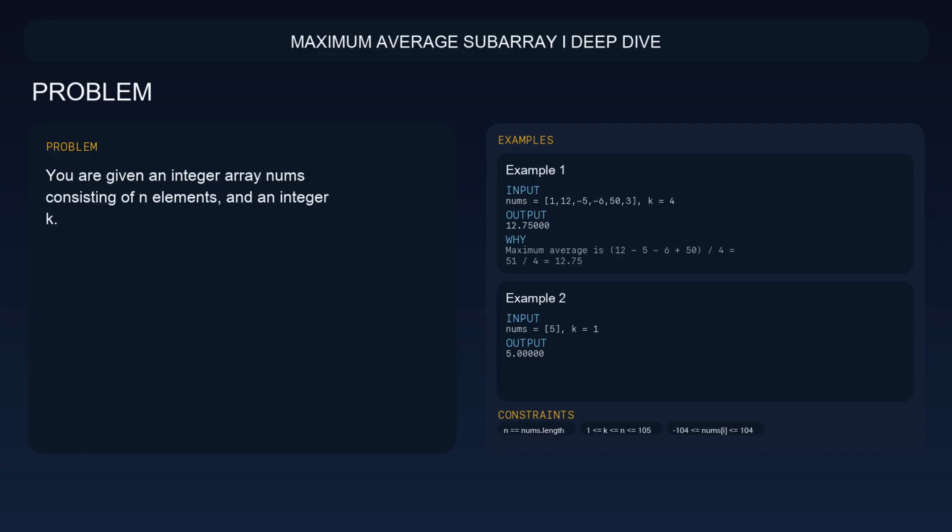Example 1 ends with answer 12.75000. Maximum average is 12 minus 5 minus 6 plus 50, over 4, equals 51/4, equals 12.75. Example 2 ends with answer 5.00000. The important sizing limits are n equals nums.length, 1 less than or equal to k less than or equal to n less than or equal to 10^5, and minus 10^4 less than or equal to nums[i] less than or equal to 10^4.